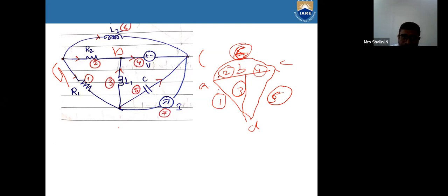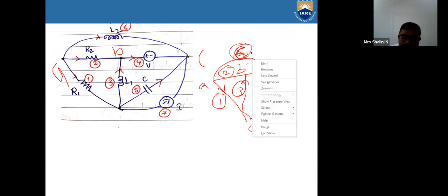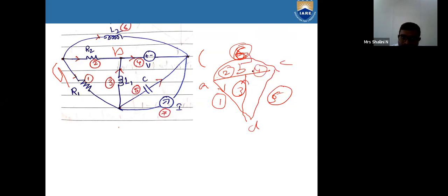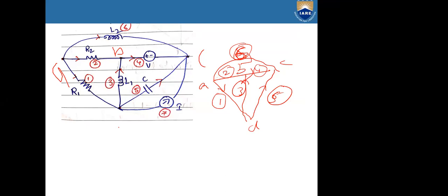Remember, A to B, it is going in this way. Here A to D, here D to B. Here A to C, here B to C, and here D to C. This is our direction, so it is called the direction of the graph. All of you understand? Yes, sir.